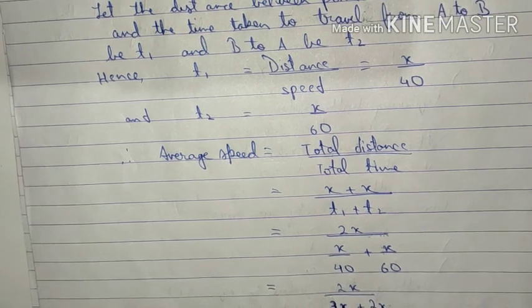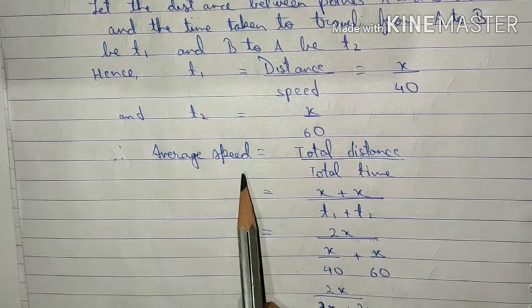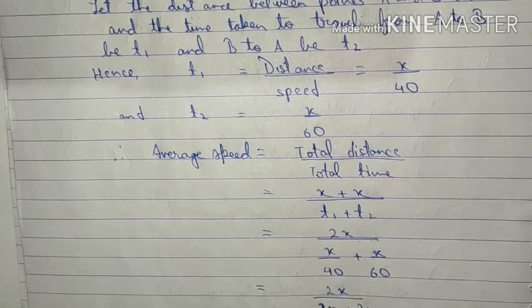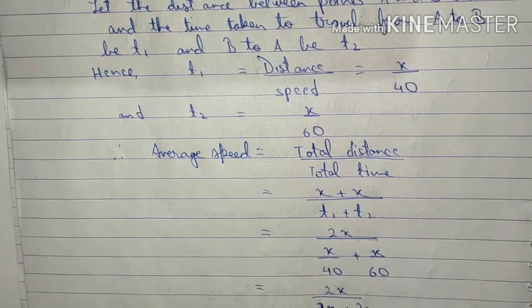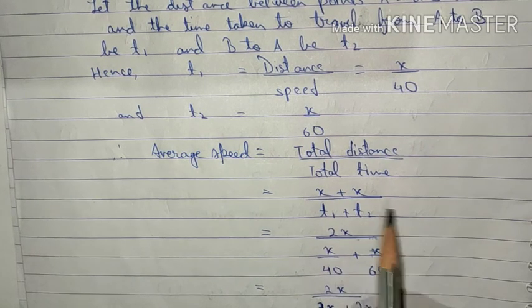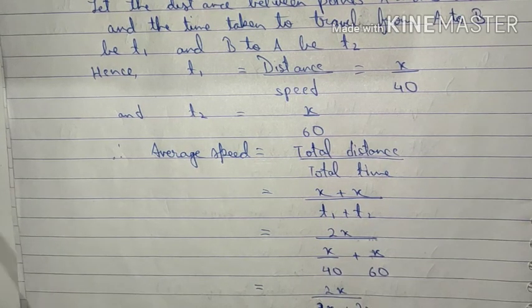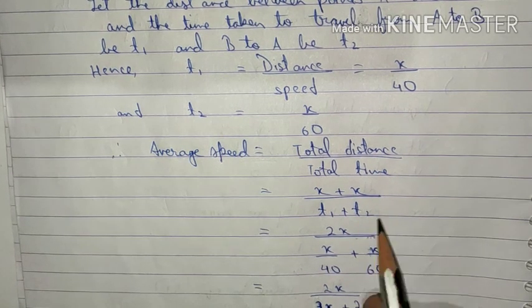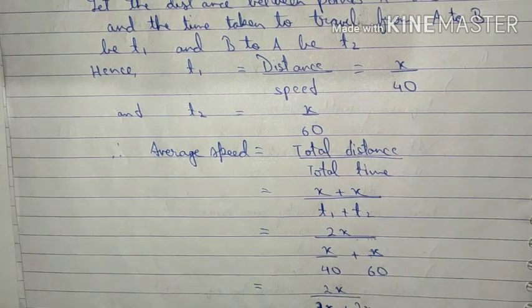Now we all know that in order to calculate average speed, we have to find the ratio of total distance upon total time. So the total distance is x plus x, because x distance was travelled moving from point A to B and again back from B to A. So summing up, we get 2x, and the total time taken is t1 plus t2, since the time taken from A to B was t1 and B to A was t2.